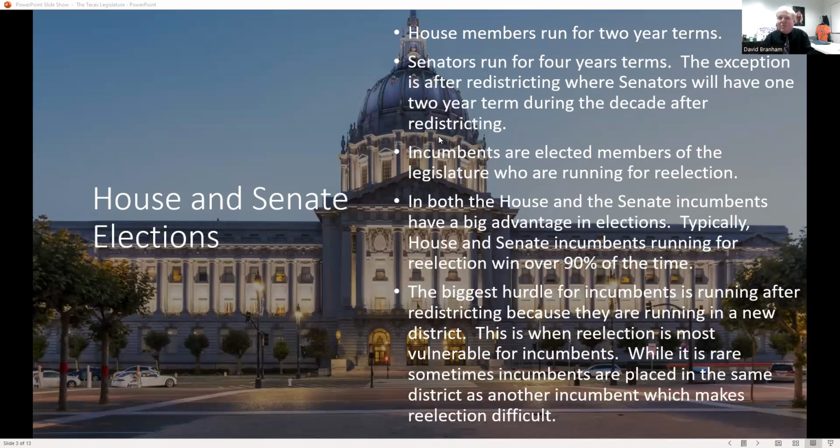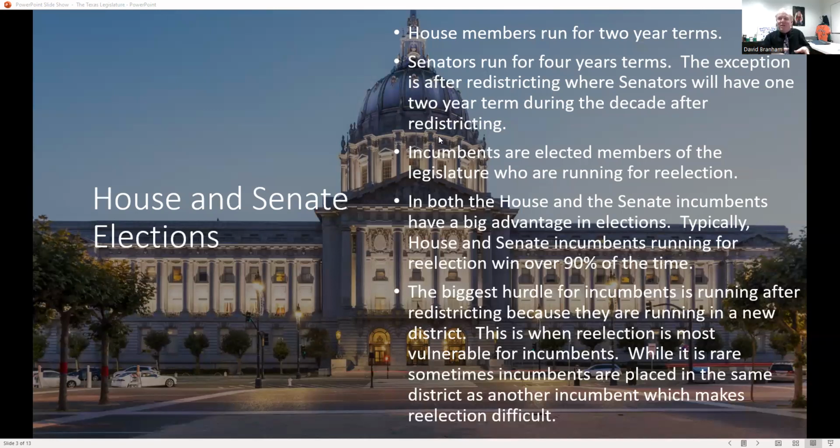Almost always an easy win because incumbents have a big advantage. Incumbents are elected members of the legislature who run for re-election. Incumbents win about 90% of the time. They have a big advantage. In both the House and Senate, incumbents running for re-election typically win over 90% of the time, but the biggest hurdle is for incumbents who are running after redistricting, because a lot of the people are new.